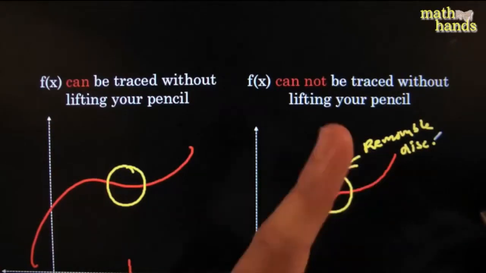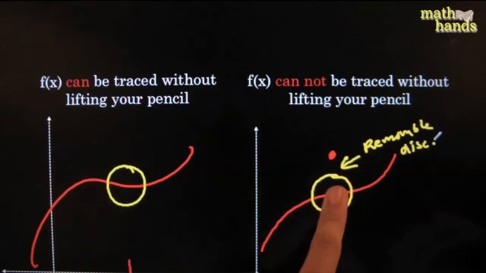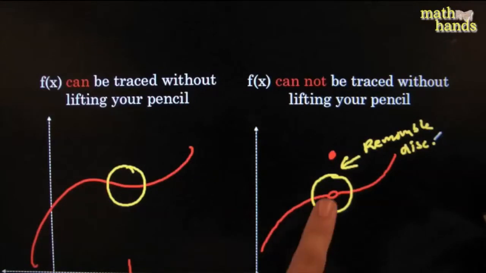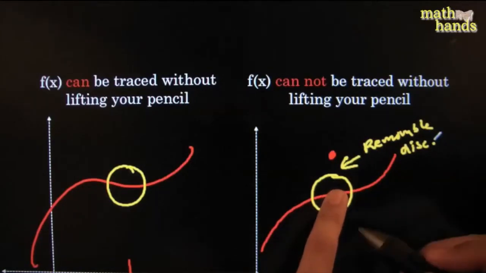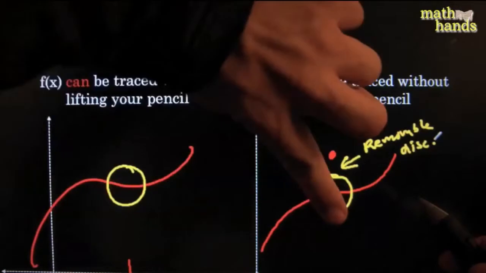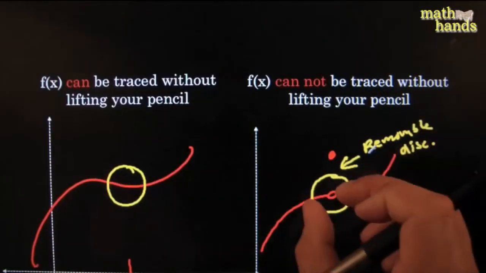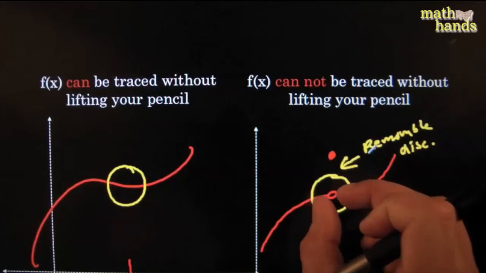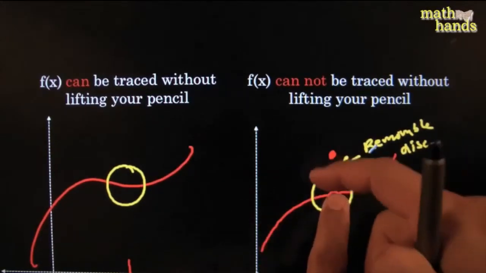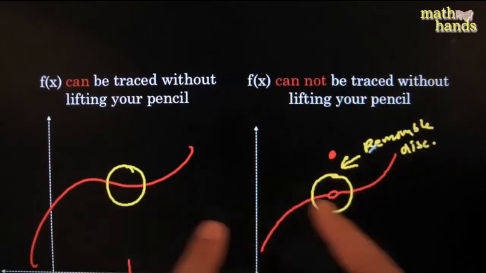to trace. The graph could look like that where it has a hole, or it could look like that where it has a hole and the function is still defined but not defined on that point. And so something like this you cannot trace without lifting your pencil. That's one of the criteria. If you want to be continuous, you should be able to trace it without lifting your pencil.